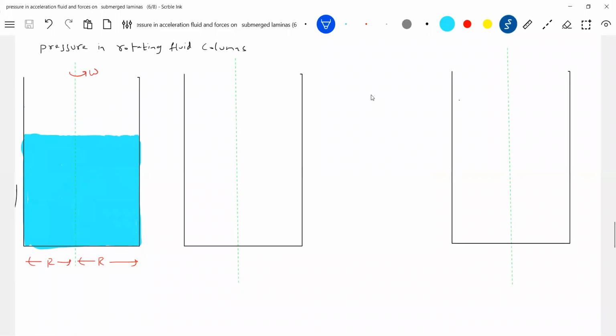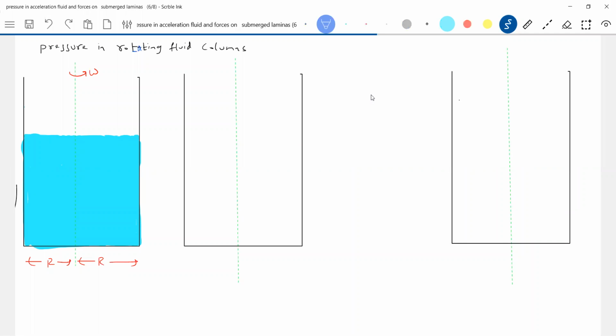Let's go for pressure in rotating fluid columns. Definitely this topic, I can say that today, with COVID-19, we are surviving because of this topic. Sir, how come? This is called a centrifuge. You go to any biological, chemical, pharmaceutical, or any industry related to intake syrups, tablets, food, we need this centrifuge. This is called a centrifuge.